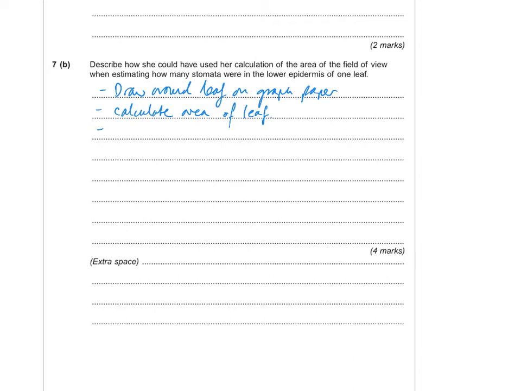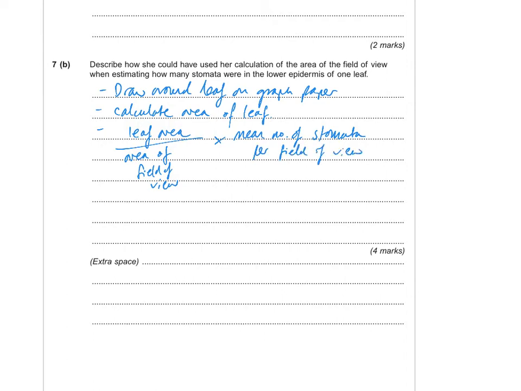Then I'm going to do the calculation. So it is leaf area divided by the area of the field of view, times by the mean number of stomata per field of view.